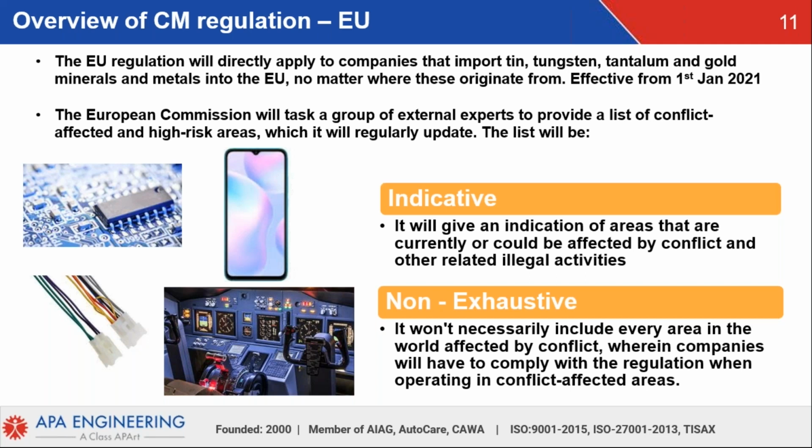The list, as of now, we call it as CAHRA countries, and it is indicative, and it will indicate the areas that are currently or could be affected by the conflict and other illegal activities. And it is also non-exhaustive. It need not essentially include all the areas in the world affected by the conflict where the companies have to comply with the regulation while operating in the conflict areas.